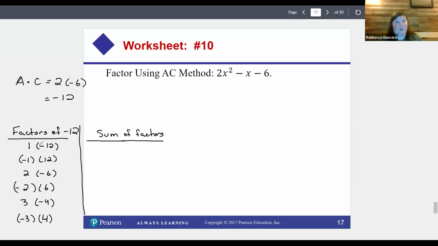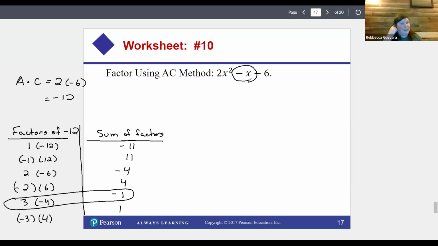So if we add those together, 1 plus negative 12 is negative 11. Negative 1 plus 12 is positive 11. 2 plus negative 6 is negative 4. Negative 2 plus 6 is a positive 4. 3 plus negative 4 is negative 1. And then negative 3 plus positive 4 is a positive 1. So we were looking to get this term in the middle. So we needed a negative 1. 3 and negative 4 give us that.